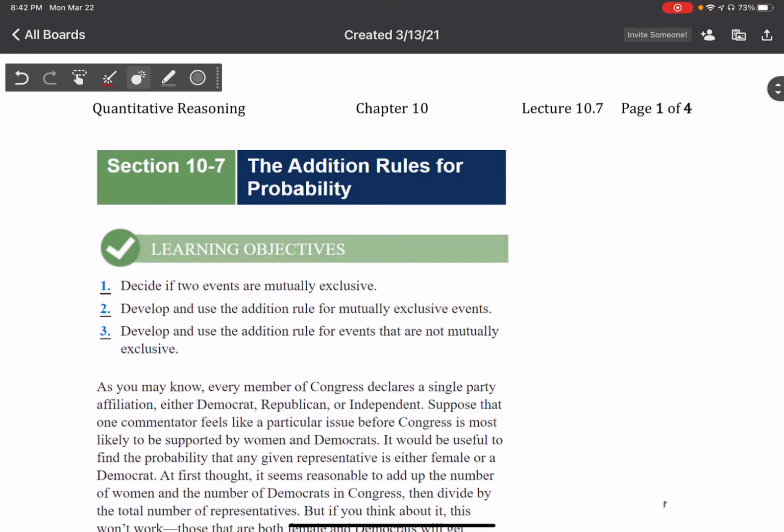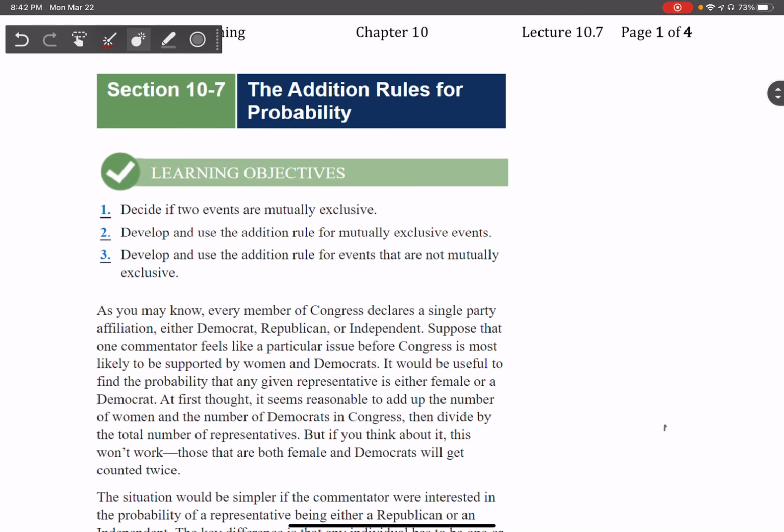Hey guys, we are back with 10.7, the addition rules for probability, where our learning objectives are to decide if two events are mutually exclusive, develop and use the addition rule for mutually exclusive events, develop and use the addition rule for events that are not mutually exclusive.